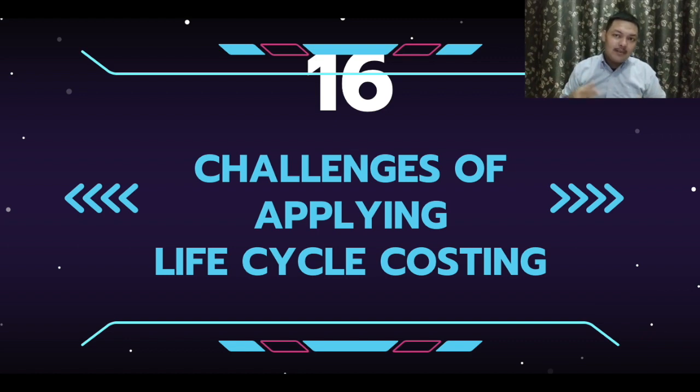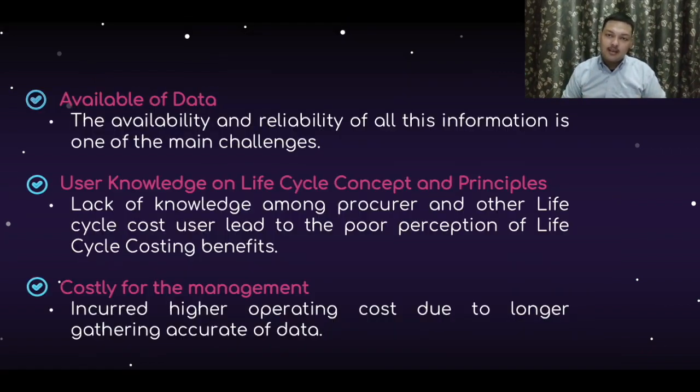Then let's continue with the limitation and challenge in life cycle costing. The first one is availability of data. The availability and reliability of all of this information is one of the main challenges. This is due to the lack of industrial standard to describe life cycle behavior. Then, the incompatibility of data recorded in different accounting systems by different companies. And the poor quality of existing data implies that the result from life cycle costing calculation naturally becomes uncertain.